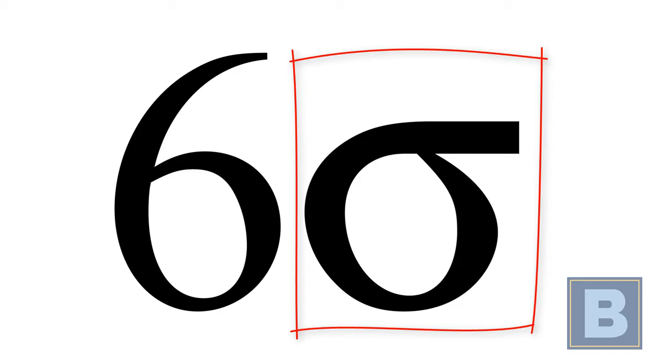Sigma is the 18th letter of the Greek alphabet and translates to S in the English alphabet. The uppercase sigma refers to the summation or mathematical sum, but the sigma we're concerned with is the lowercase sigma. The lowercase sigma means standard deviation. So if we combine the number 6 from Six Sigma and replace sigma with the definition we just learned, we get 6 standard deviations. Okay, now we're getting somewhere. So when we hear the term Six Sigma, we now know that we're really hearing 6 standard deviations. But what exactly is a standard deviation?